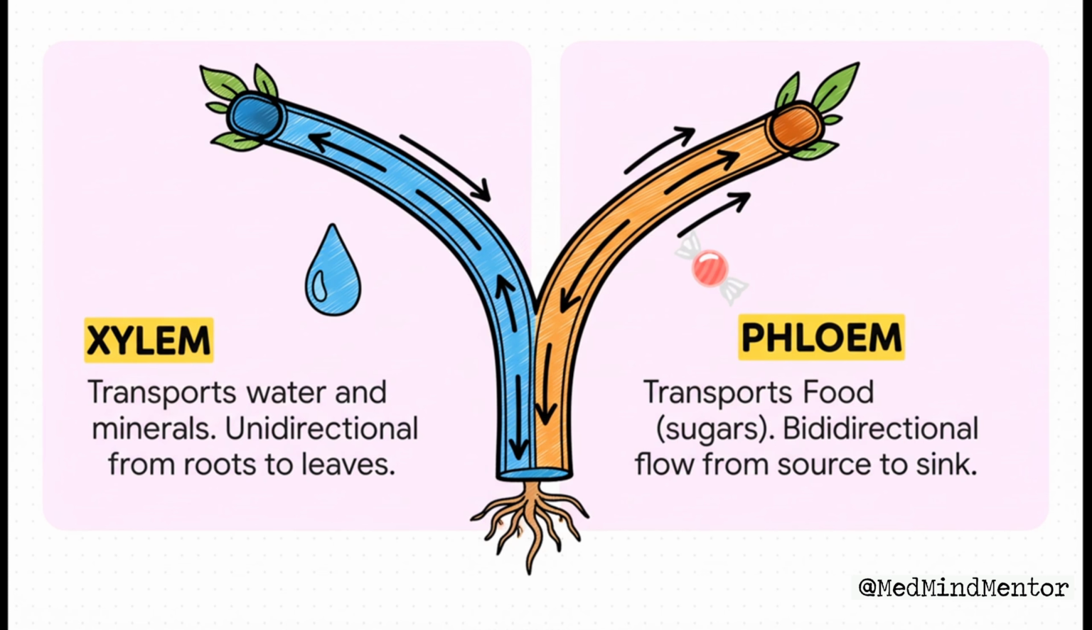Think of it like a highway system. You've got the xylem, that's the one-way street bringing water and minerals straight up from the roots. And then you have the phloem, that's the two-way street, delivering food, all those sugars made during photosynthesis, from the source, where it's made, to the sink, where it's needed.